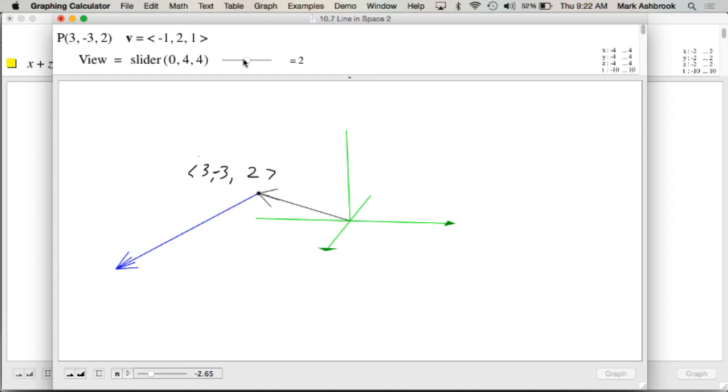All right, so let me do that for one. So here it is for t equals 1. So here's my direction vector, negative 1, 2, 1. And so if I go to my point on the line, and now in the direction vector, I put the direction vector's tail on my point, now the tip of the direction vector is going to give me another point on the line. See that?